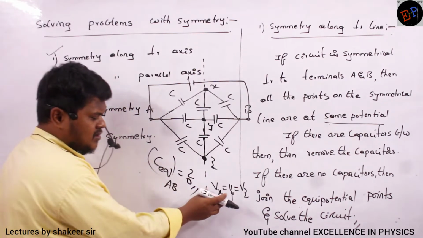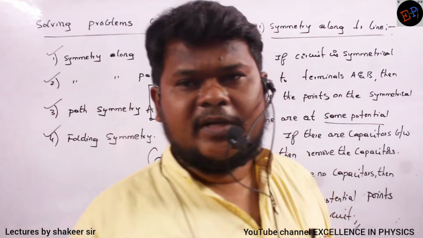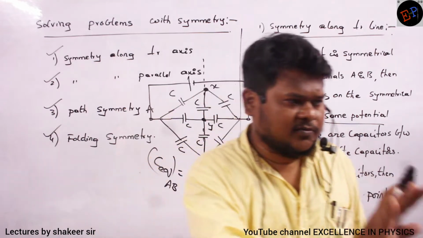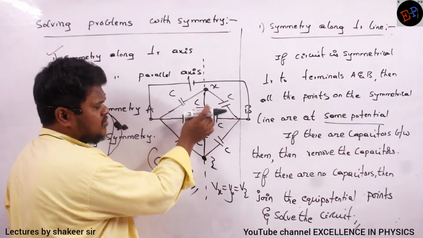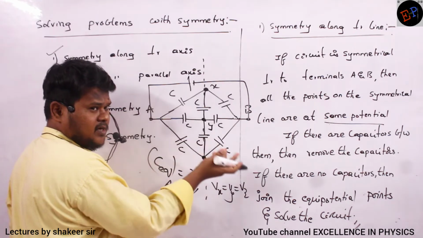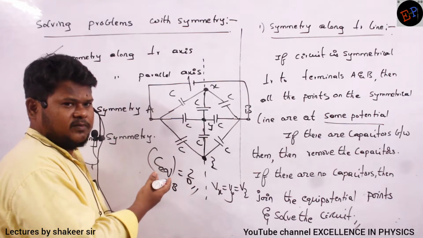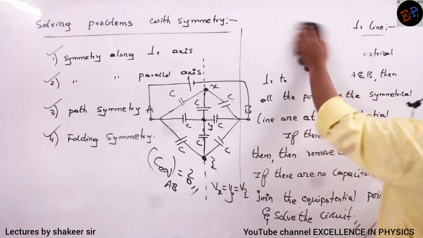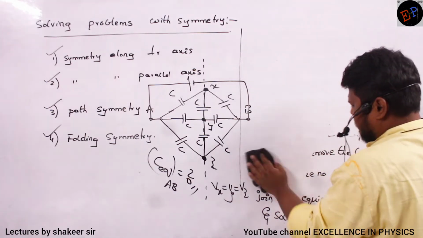If these points are at the same potential, charge cannot flow. Between equipotential points, if there is any component, charge cannot flow. If charge cannot flow, what can I do? There is no use of these 2 capacitors. I can remove these capacitors. Are you able to understand? So, have you drawn this circuit? I will draw one more diagram. So, therefore, what is the point I can write?